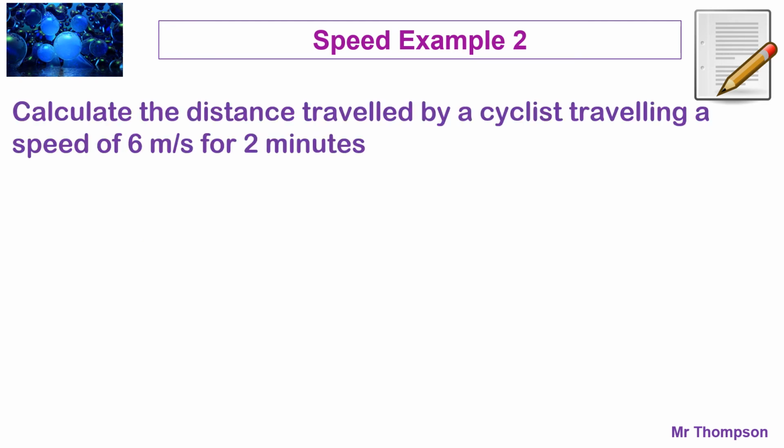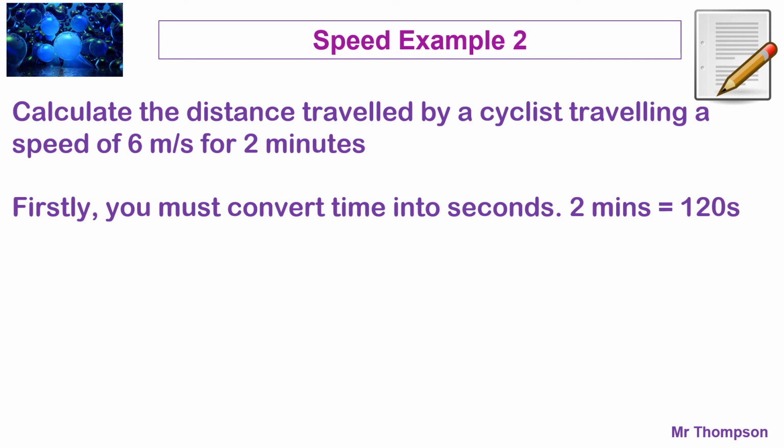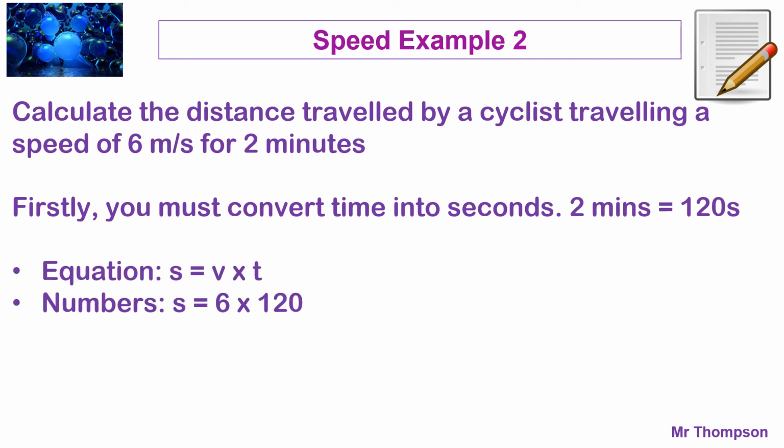Here's another example. Calculate the distance traveled by a cyclist traveling at a speed of 6 meters per second for 2 minutes. Always convert the time into seconds, so do that first, and then you put it in the equation, and you get an answer of 720 meters.